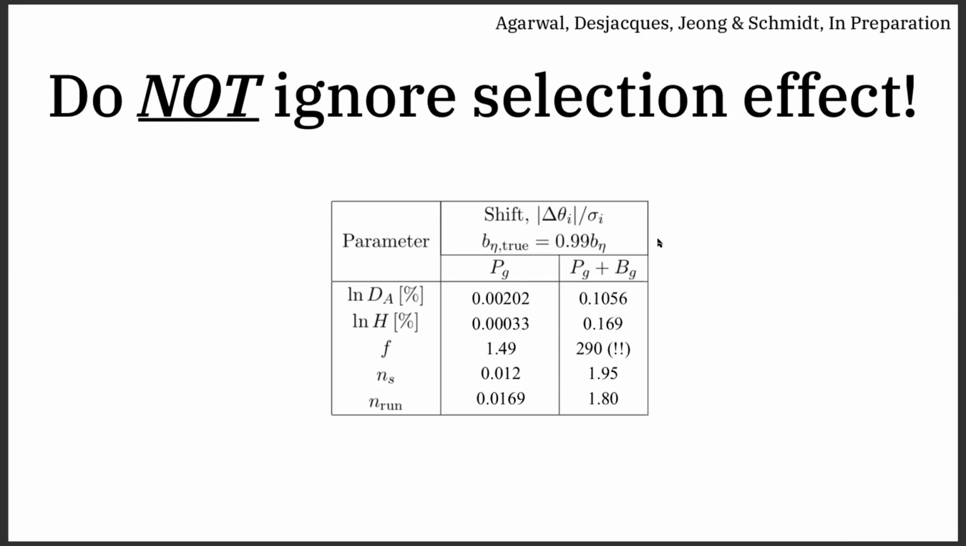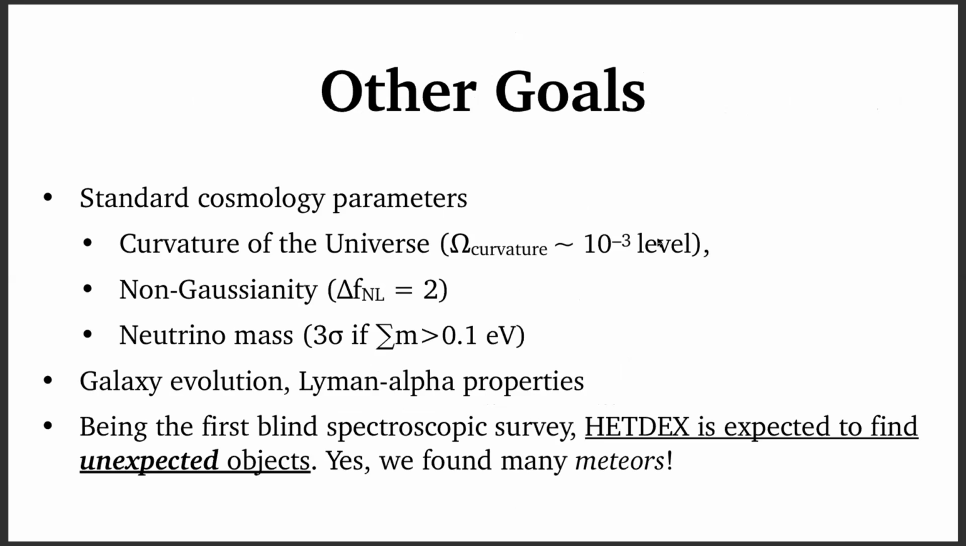And that systematic bias is order comparable to the sigma. So you have to include that, the selection bias effect, okay? That's our second challenge. Have to marginalize about 22 parameters, okay? So other goals of HETDEX is we can measure the curvature of the universe to 0.1% level and non-gaussianity of delta FNL of 2, including power spectrum and bispectrum.